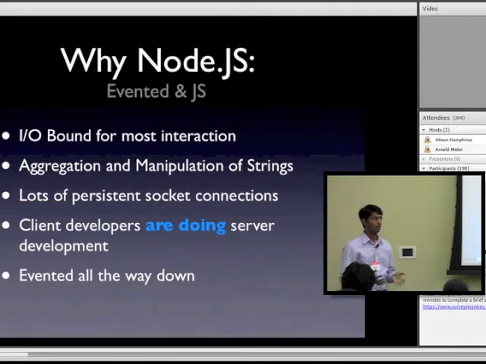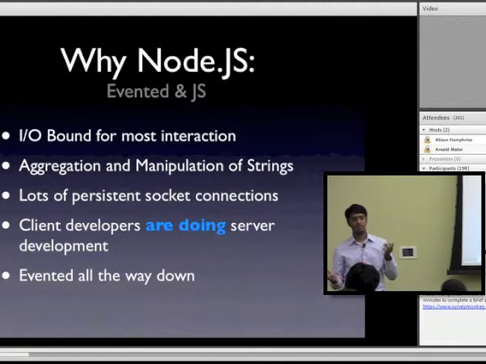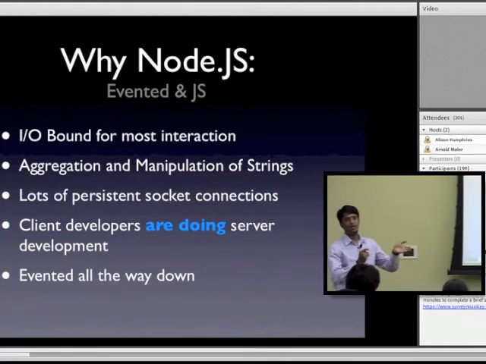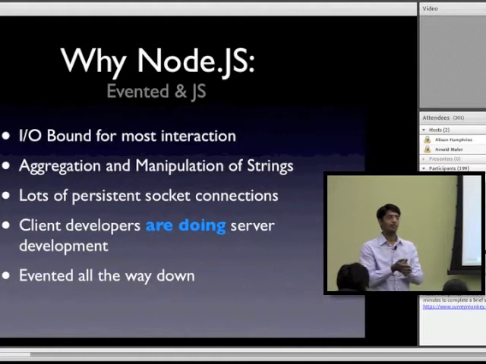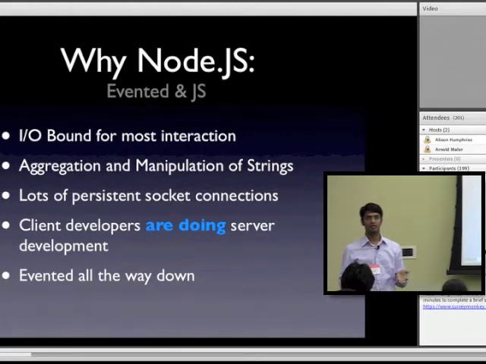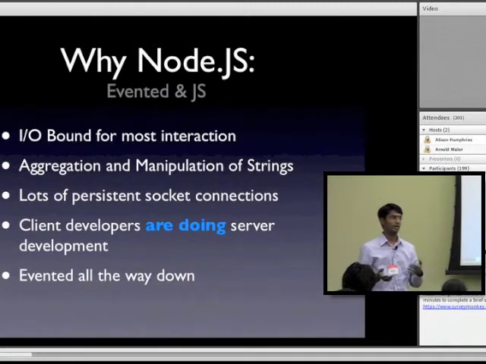It is evented. It's IO bound for most of the stuff. String manipulation, obviously JavaScript stuff, it's pretty easy to do most of the stuff. As I said, I think the biggest advantage is that because it's evented, it scales very well. The number of sockets that you can open is pretty much the number of file descriptors your process can have. It's a limit that you set.